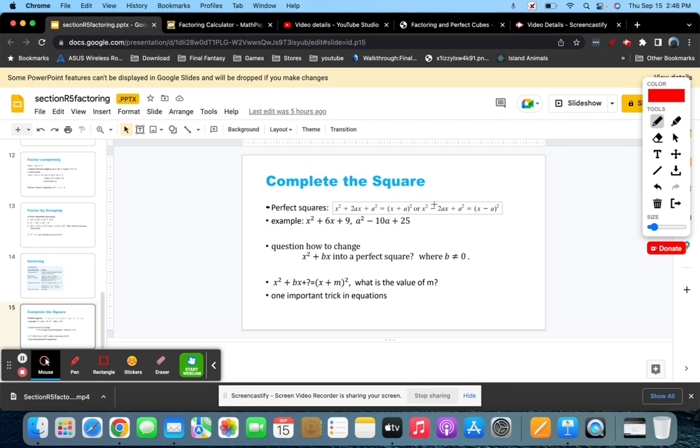But completing the square. So when we have these, they don't really factor according to the rules that we've already had. So what we need to do is change them, manipulate them to get them to look like something that we have a formula that we can then use on it.